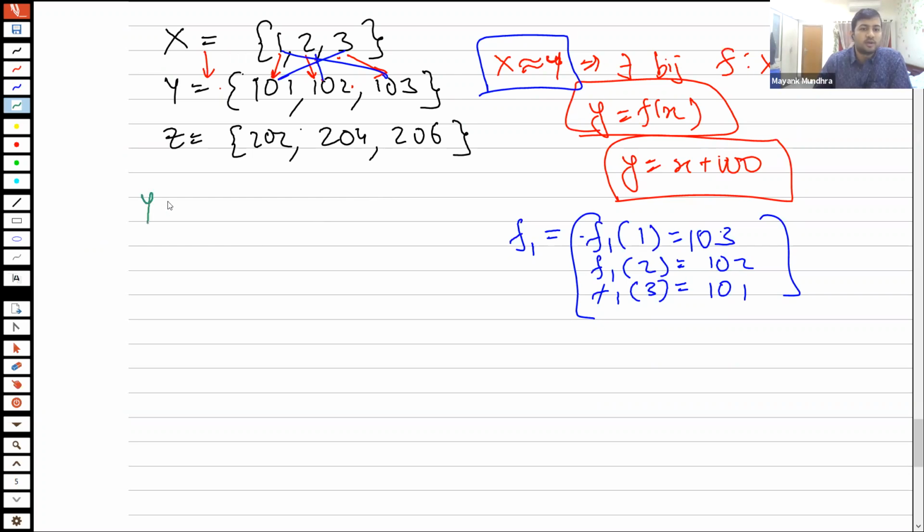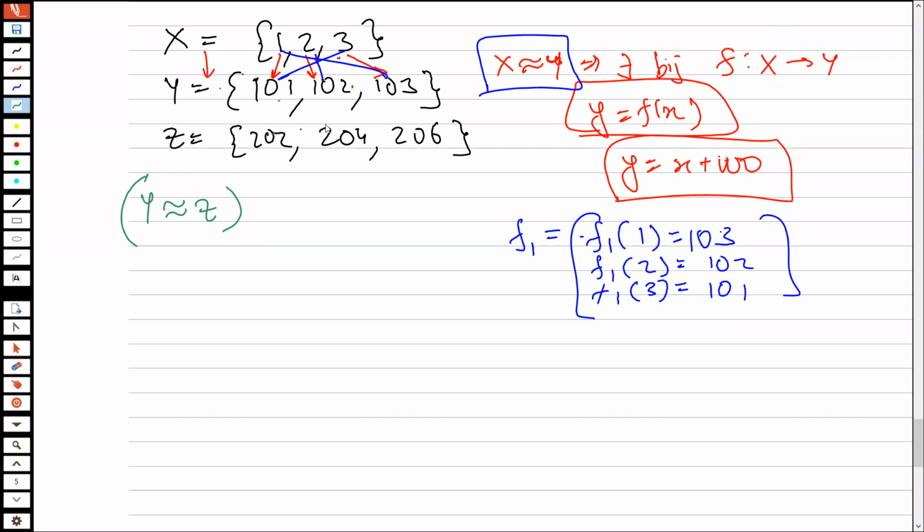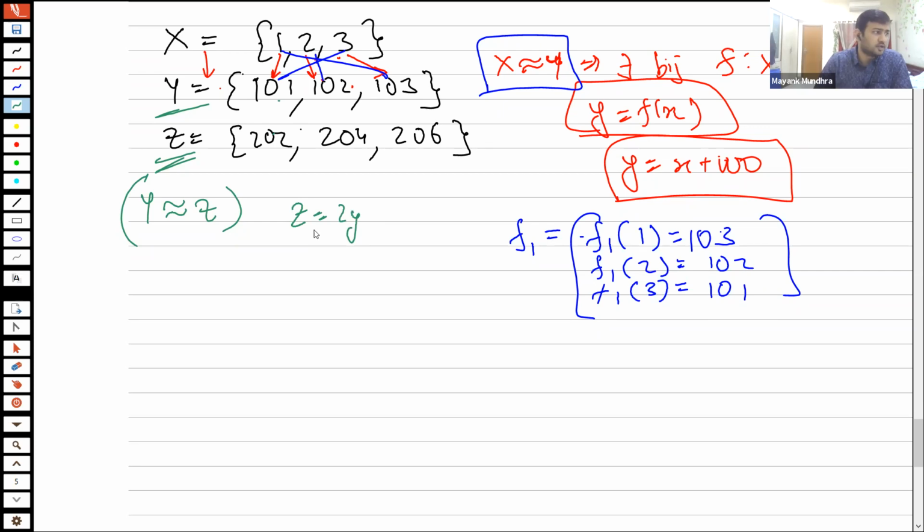Now I'm saying that Y is also equivalent to Z. So can you construct a bijection from Y to Z? Let me ask this question to Yuvakshi. Yuvakshi, can you construct a one-to-one onto function going from set Y to set Z? So z equals 2y. Very good. So z equals 2y is one such function. So you can construct this one-to-one onto function.